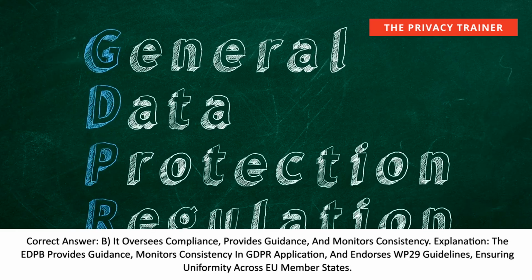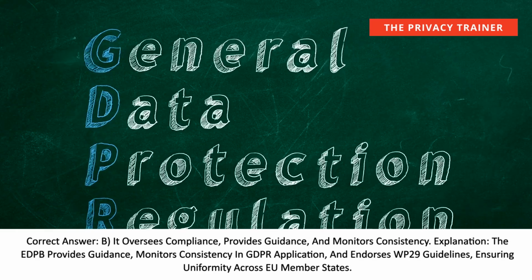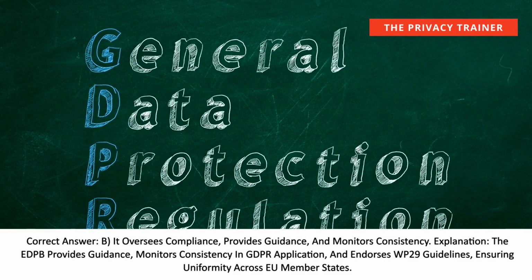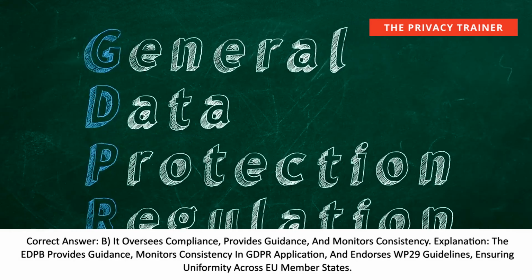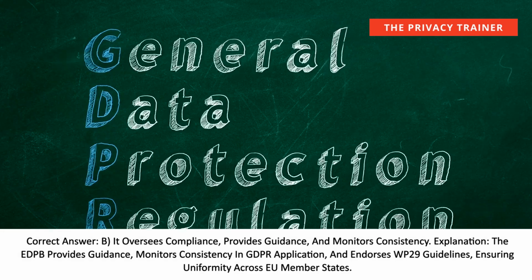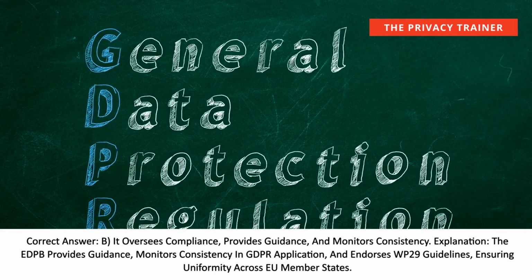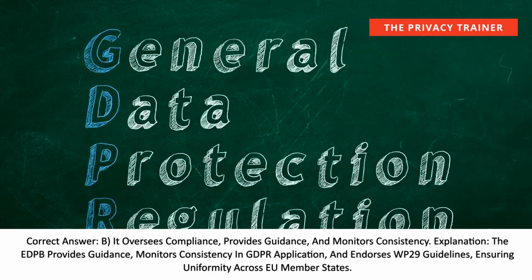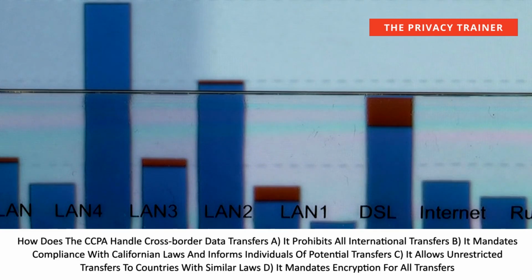Correct answer: B. It oversees compliance, provides guidance, and monitors consistency. Explanation: the EDPB provides guidance, monitors consistency in GDPR application, and endorses WP29 guidelines, ensuring uniformity across EU member states. How does the CCPA handle cross-border data transfers? A. It prohibits all international transfers.